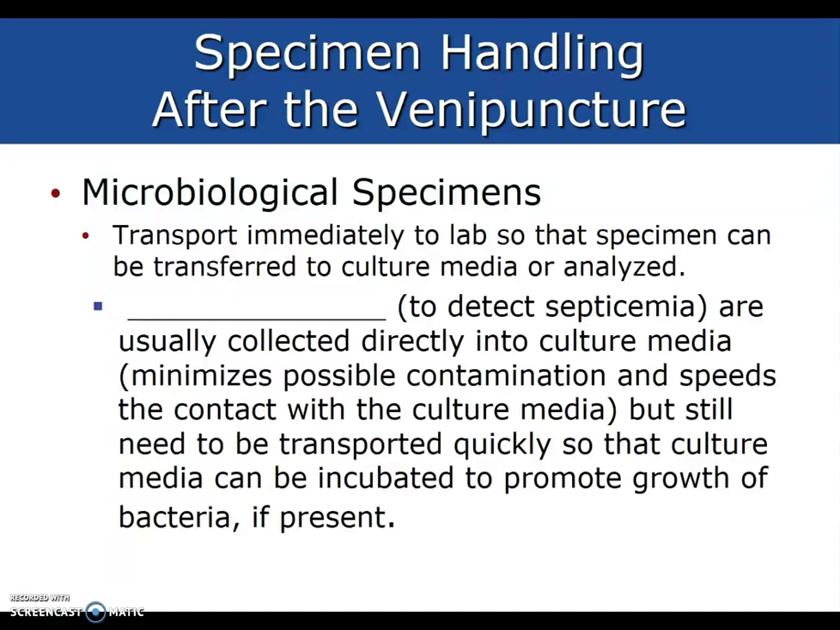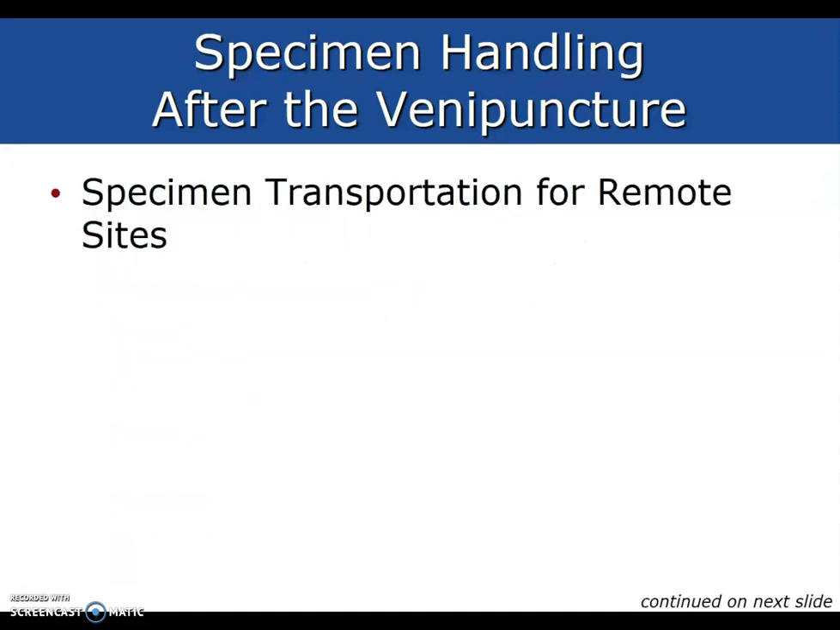Microbiological specimens are transported immediately to labs so the specimen can be transferred to culture media or analyzed. Blood cultures are usually collected directly into culture media, but still need to be transported quickly so that the culture media can be incubated to promote growth of bacteria, and these would be those blood culture vials that I have talked about. There's an aerobic and anaerobic version. They're used to detect septicemia.